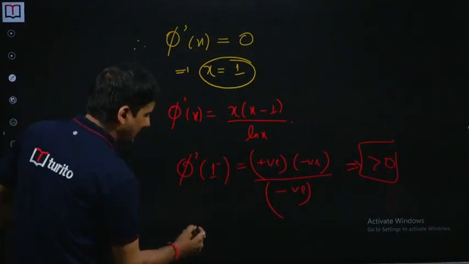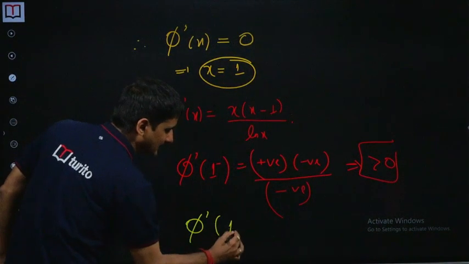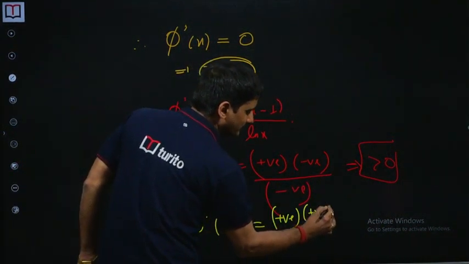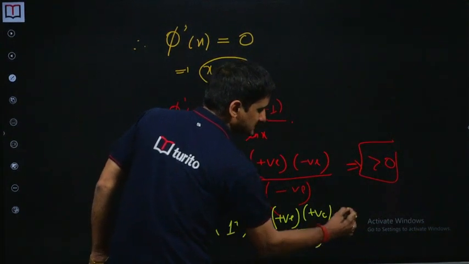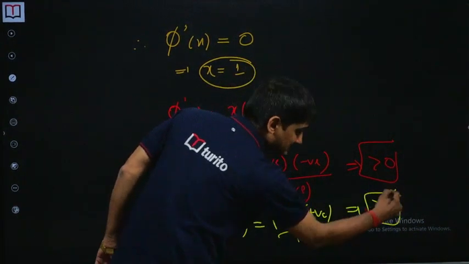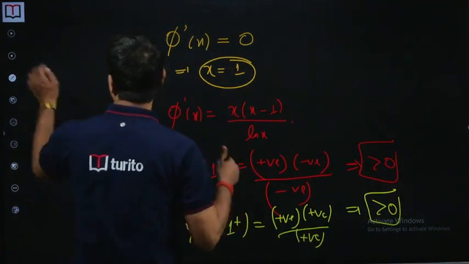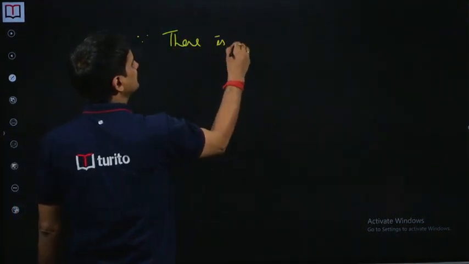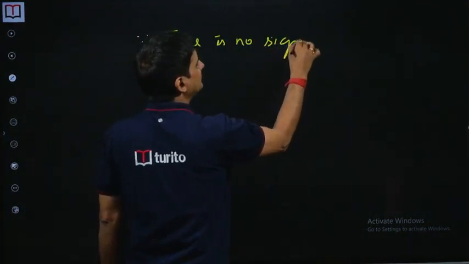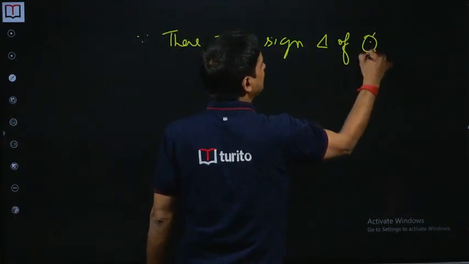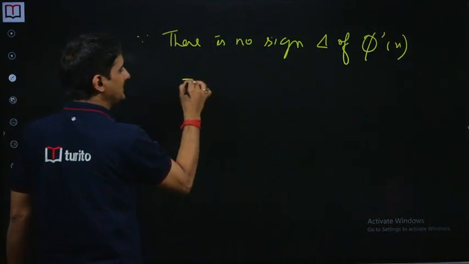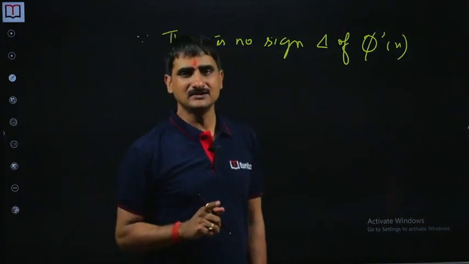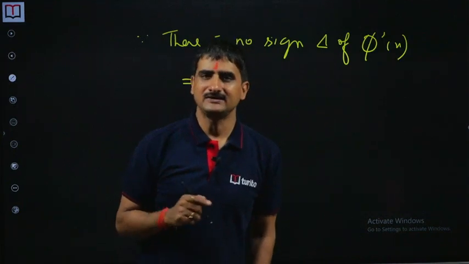Okay, now on the right side of 1, the sign of the derivative, I'll go again: this is positive, of course this is positive, and this is positive, then that's it. So this is again positive. Is there a sign change about the critical point? The answer is no. Since there is no sign change of phi dash x, this implies neither maxima nor minima. First thing, neither maxima nor minima at x is equal to 1.